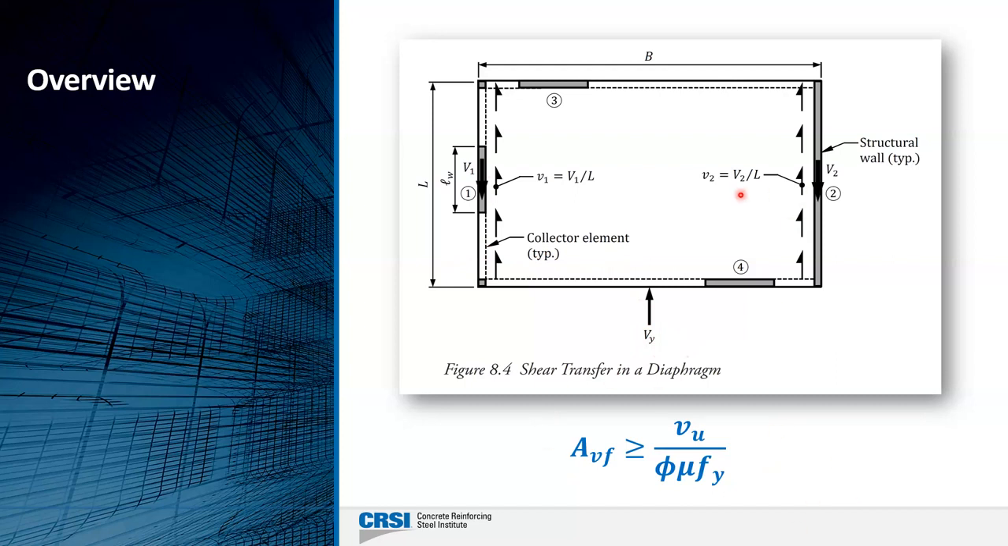How do we do that? Well, we can calculate what the shear flow is along those lines, take that shear force, divide it by the length, and get our shear flow, and then calculate it based on shear friction. So V sub U at any location divided by phi for shear. Mu is a coefficient of friction depending on what type of situation we have in terms of concrete that's cast later with a cold joint or not. And then F sub Y, of course, our yield strength of reinforcement.